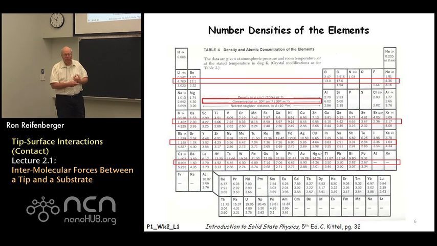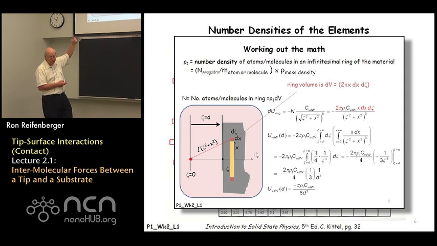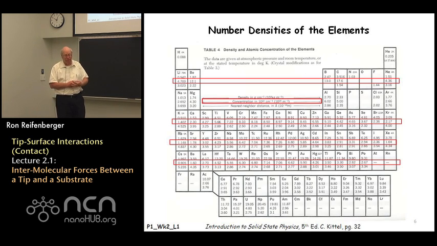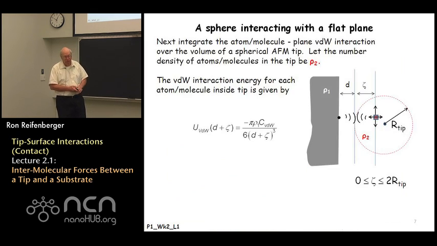The number density of elements, just to give you an idea of what the quantity rho 1 is in this particular calculation, I just provide a quick table that indicates the number density for the elements in the periodic table. Typically, the number density is on the order of 10 to the 28th per cubic meter. The exact number depends on how the atoms arrange themselves, and you can get numbers straight away from this table. So that's the first step in the process of understanding how a tip interacts with a substrate.